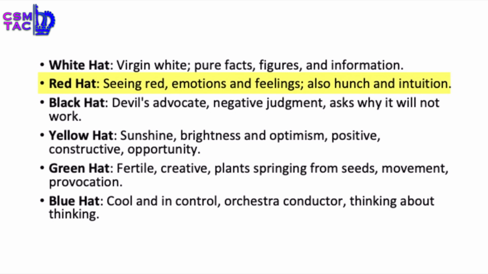Red hat is seeing red, emotions and feelings. Also, hunch and intuition. Black hat, devil's advocate, negative judgment, asks why it will not work. Yellow hat is sunshine, brightness, and optimism. Green hat is fertile, creative, plants springing from seeds, movement, provocation. Blue hat, cool and in control, orchestra conductor, thinking about thinking.